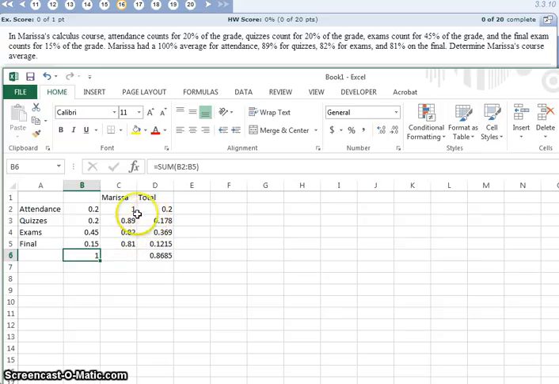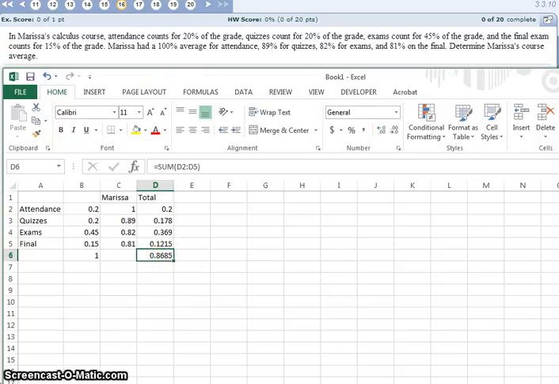Since she scored 100% in attendance, she's going to get all 20% there. When you do 20% times the 1 for 100%, you get 0.2. Since she only scored 89% in quizzes, she doesn't get the full 20%. She only gets 17.8%. So you multiply these two together, and you get her score there for quizzes. So multiply each of them together. For exam, she gets that. Multiply for the final, and then add those up, and you'll see her grade in the class. And as a percentage, that's 86.85%. Slide the decimal over 2.